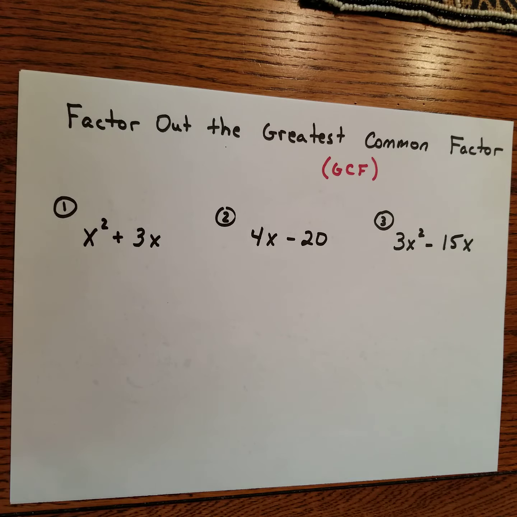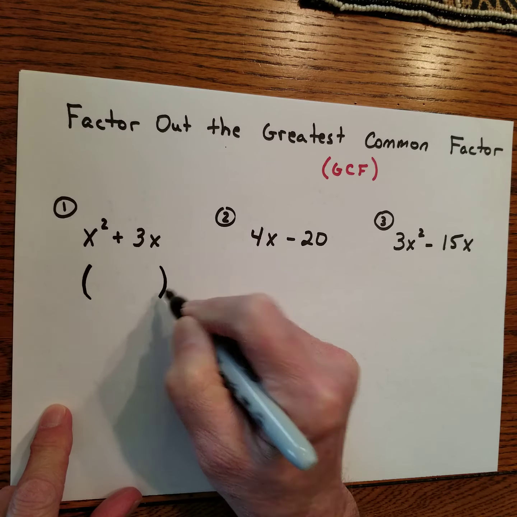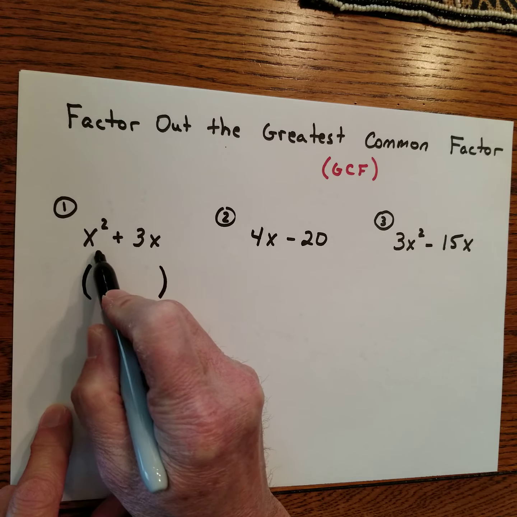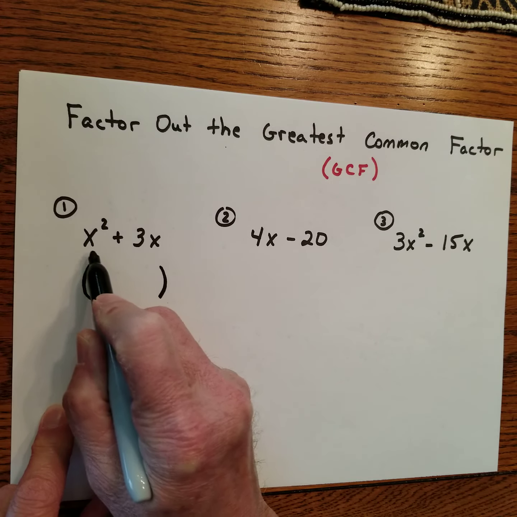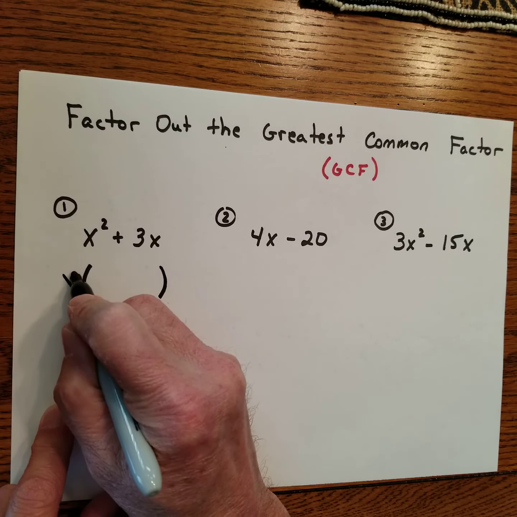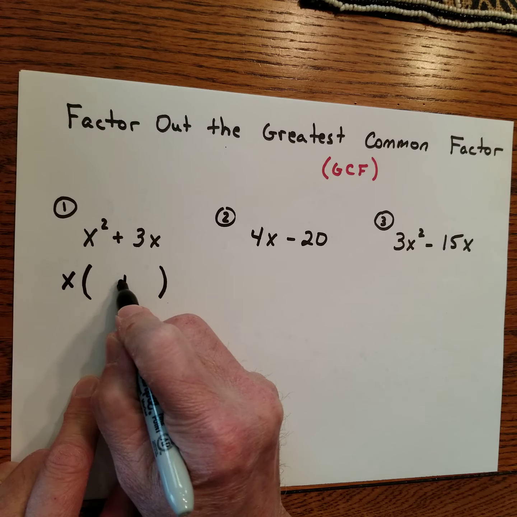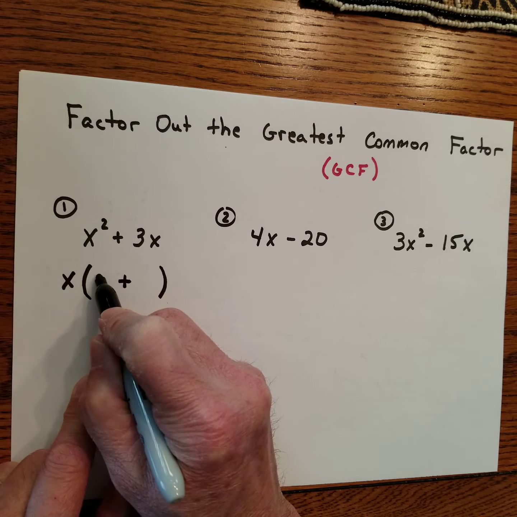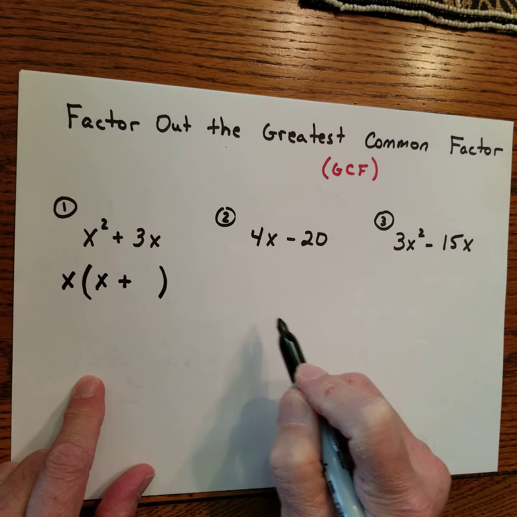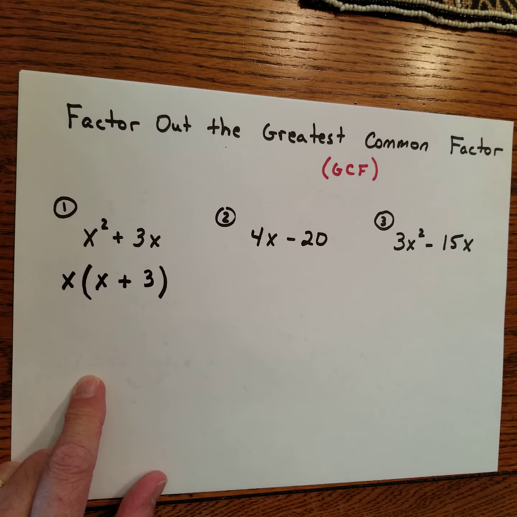Let's try number 1. In number 1, what I notice is that this term has x's in it, and this term has an x in it. These two terms have a common factor of x that I can factor out. If I factor an x out of here, there's still one x left. If I factor an x from here, there's still a 3 left.